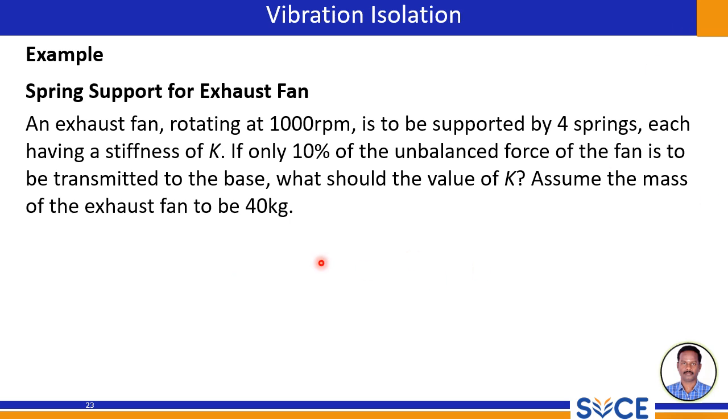So we are given the following information: the rotational speed of the fan, the fan is supported by 4 springs, the desired transmissibility ratio, that is 0.1, and the mass of the fan, that is 40 kg. To solve this problem, we need to follow some steps. First we calculate the excitation frequency. Next we use the transmissibility equation, and then we solve for the stiffness.